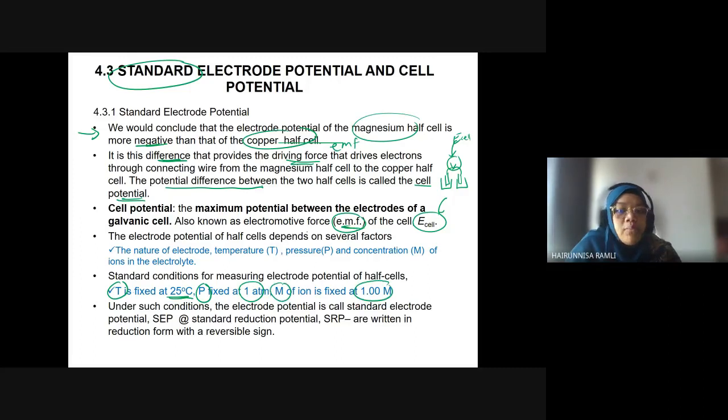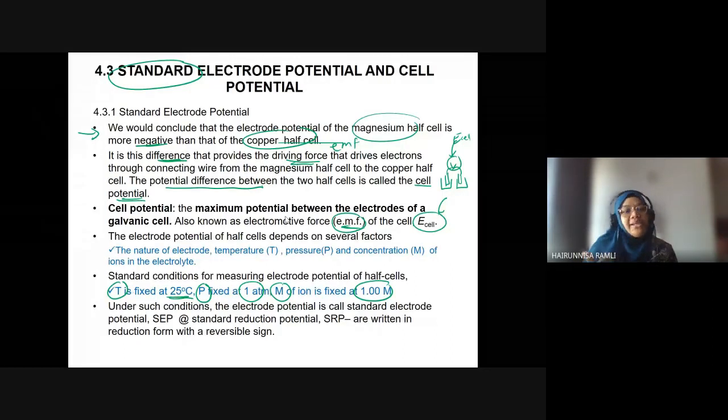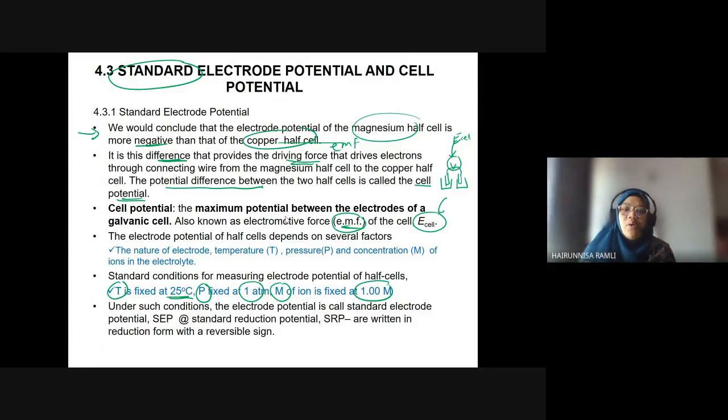concentration mesti 1 molar. Okay, for the non-standard, normally kalau non-standard kita buat dekat our environment sekarang, normally temperature masih sama, pressure masih sama. Susah kan nak buat pressure selain daripada 1 atm. You kena ada satu tempat yang khas. Okay, normally yang kita ubah adalah concentration. So for non-standard, you have to take note, kalau concentration dia bukan 1 molar, itu non-standard lah tu. Okay, so lepas ni you akan belajar details lah.